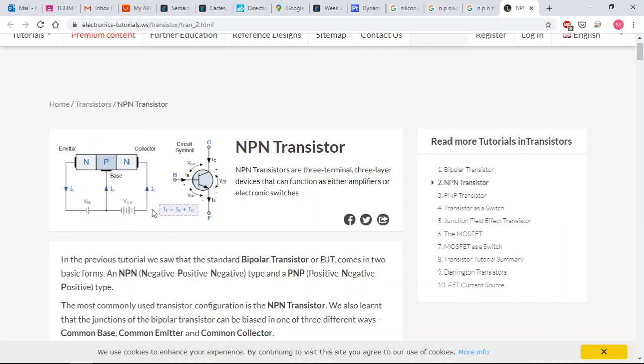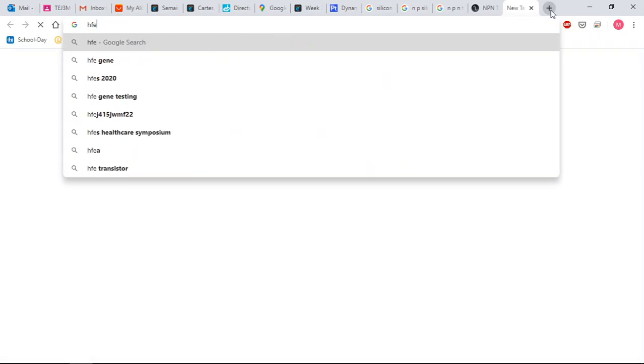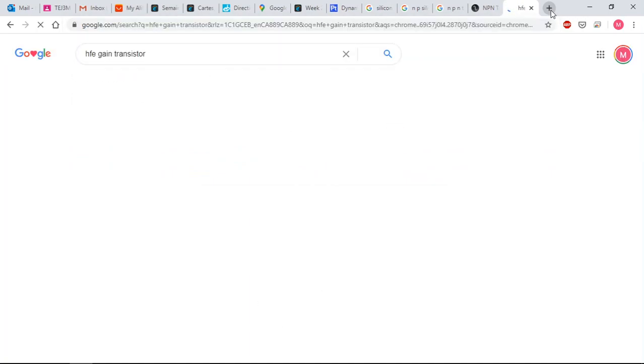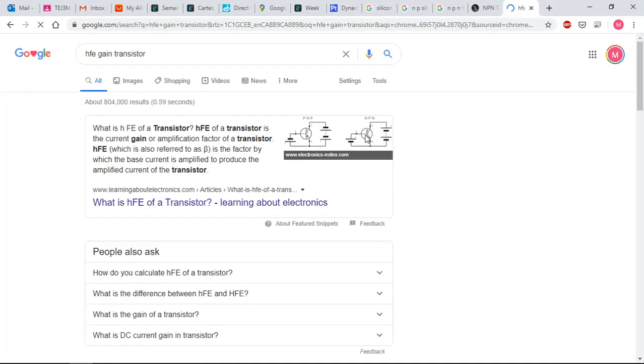And so there's a ratio to this. This is called the HFE, and this is called the gain. Okay, so HFE, gain, transistor. I need you guys to know the math for this.